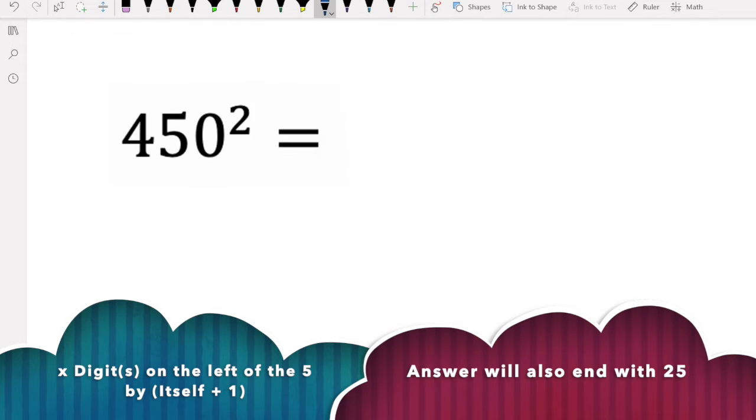There we go. This is a 3-digit number. It doesn't technically end in 5, but has a 0. So you can ignore the 0 and then add it back later through estimation. So we really have 45 squared. And to do 45 squared, we take the 4, we add 1, which is 5, and 4 times 5 is 20, and then it always ends in 25.